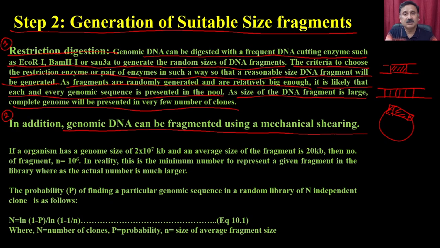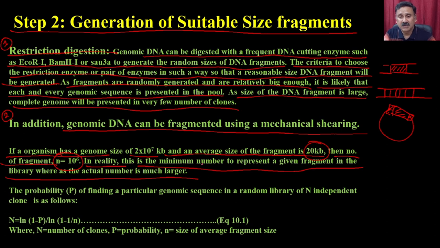Now, for example, how much would the fragment size be? If an organism has a genome size of 2 × 10^7 kb and the average size of a fragment is 20 kb, then the number of fragments would be N = 10^6. So you divide this number by this number, you get this number. In reality, this is the minimum number of clones to represent a fragment in the library, where the actual number is much larger. It is almost 10 times the number you have to get.